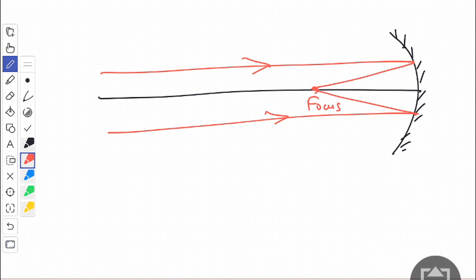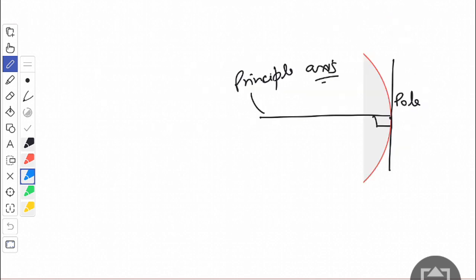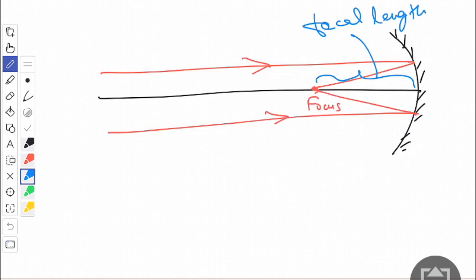And what is focal length? This distance is focal length. Let me write it a little nicely here: focal length. Okay, so this is also done. I'll just leave this here for a few seconds. If you have any question, please feel free to ask me. Do not hesitate.